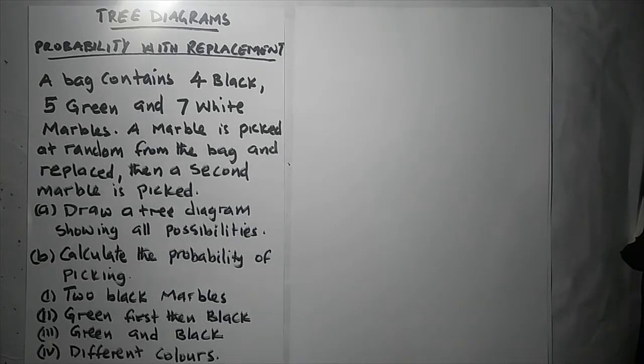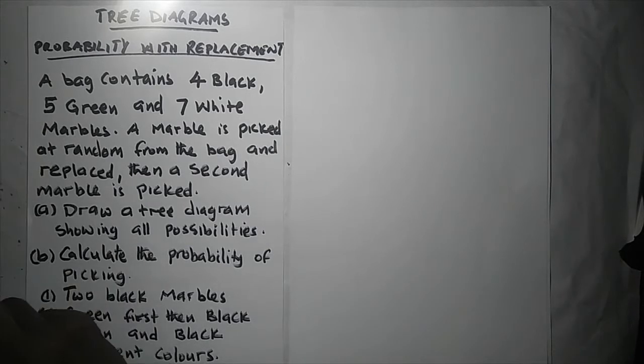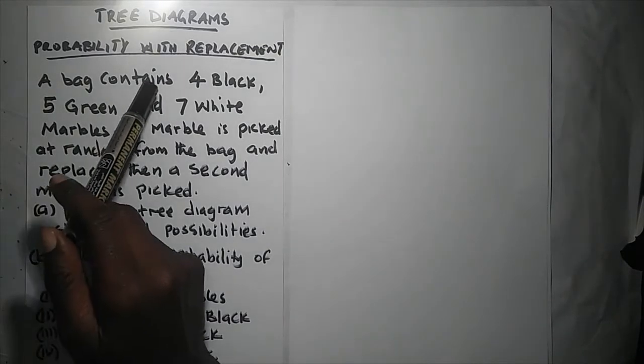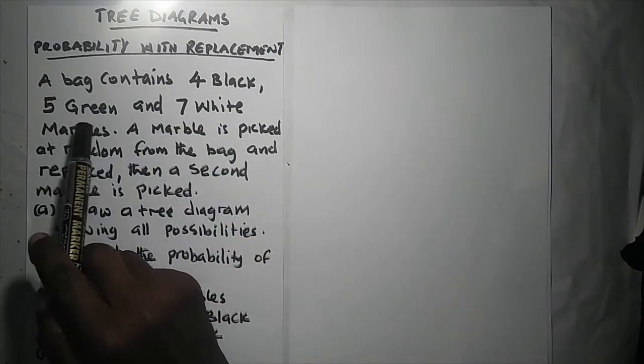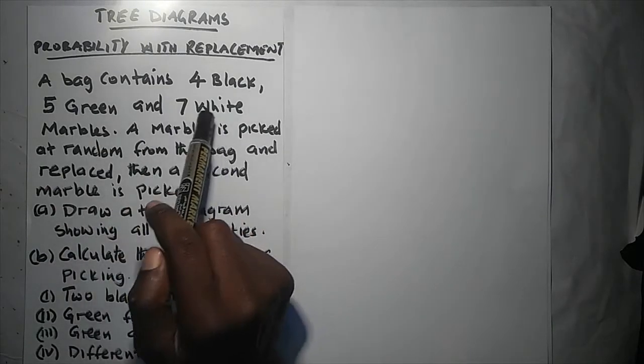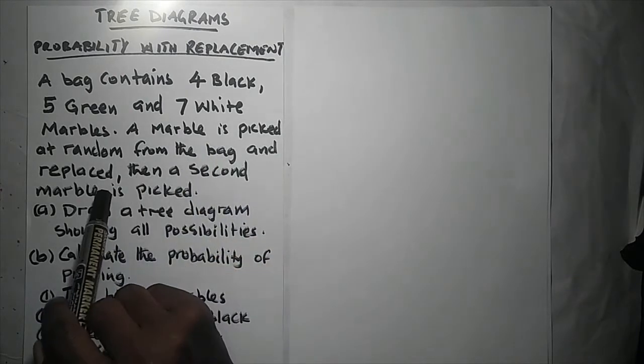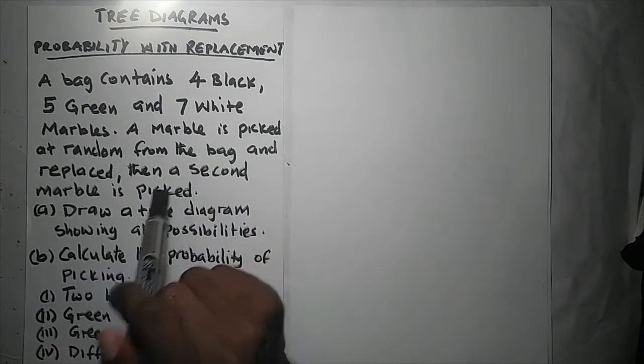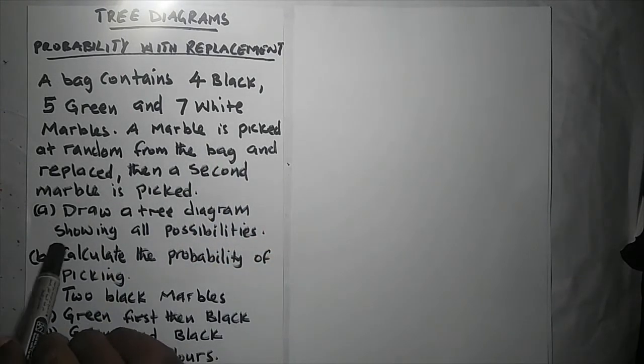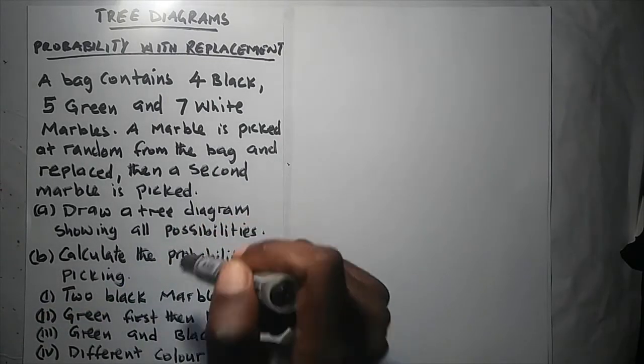So here is a question that will help us. I would like us to also learn how to draw this tree diagram and to answer questions related to it, so pay attention so that you get the concepts. In our question, a bag contains 4 black, 5 green, and 7 white marbles. A marble is picked at random from the bag and replaced. Then a second marble is picked. The first question says draw a tree diagram showing all the possibilities.